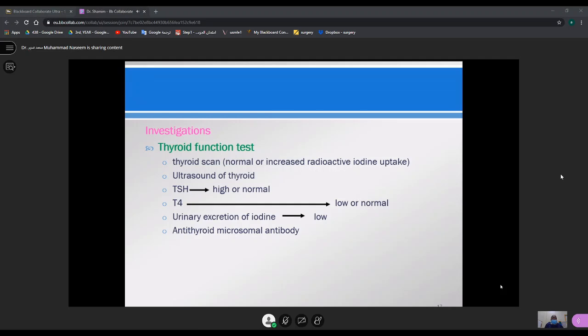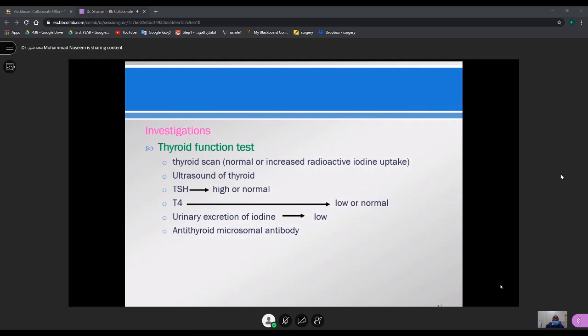How do we investigate? The same line of investigation that I pointed out earlier. We use thyroid function tests. We will do a thyroid scan, which will be normal or show increased radioactive iodine uptake because the whole of the thyroid gland is active. Ultrasound of the thyroid is very important. Ultrasound will show whether the enlargement is diffuse or nodular, whether the nodule is single or multiple, and whether there is any hemorrhage. Hemorrhage leads to a collection, that is fluid. So it will also show whether the nodule is solid or contains some fluid in the form of hemorrhage.